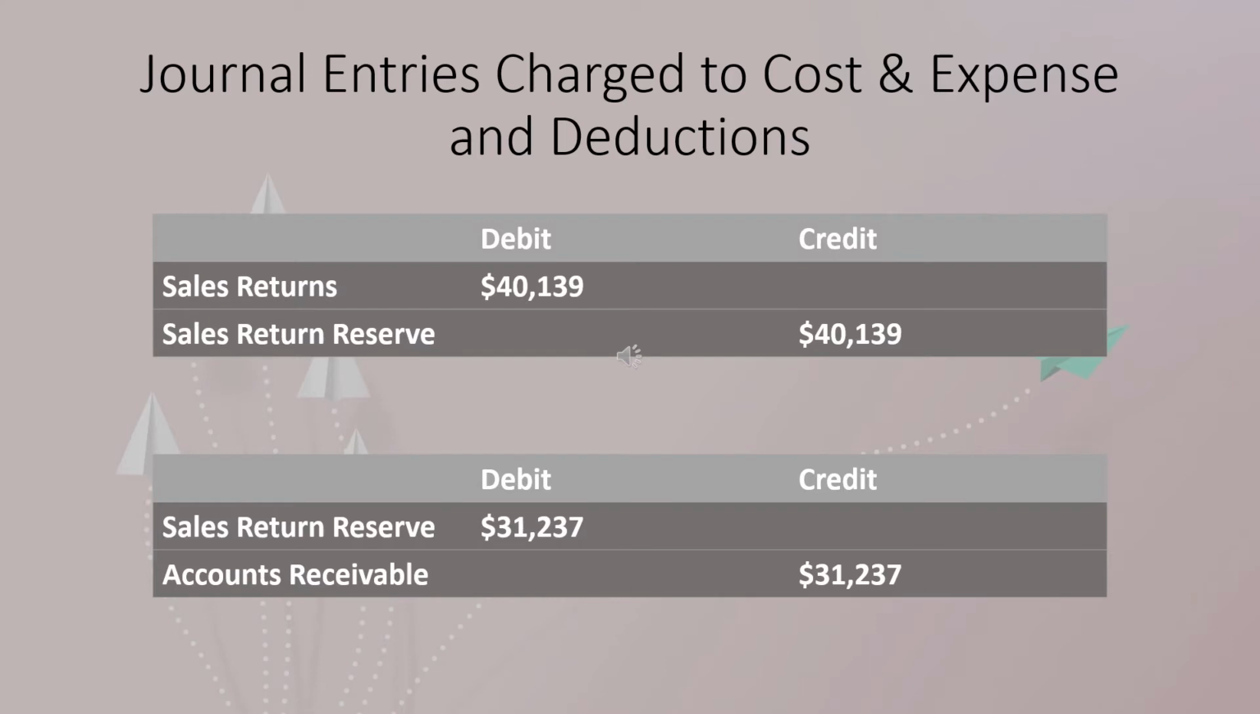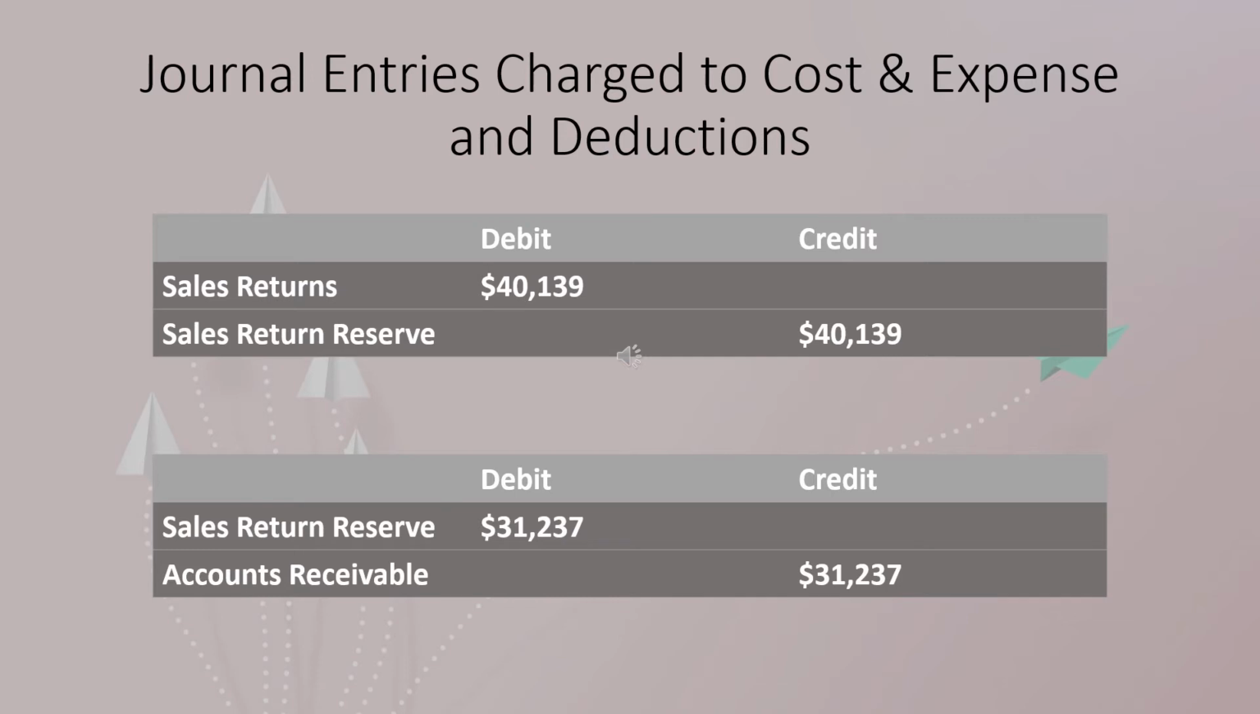This slide shows journal entries for amounts charged to cost and expense and for deductions. And so as you can see, I have debited sales returns, and then I've also credited sales return reserves. This amount of $40,139,000 is the estimated amount of sales returns charged to cost and expense.